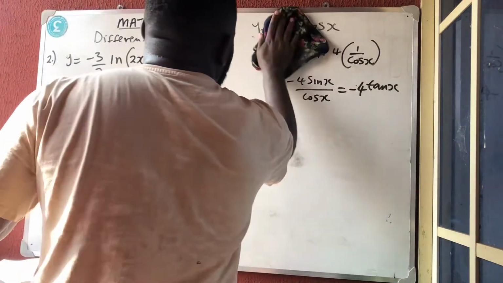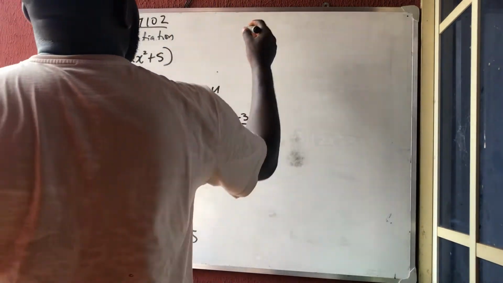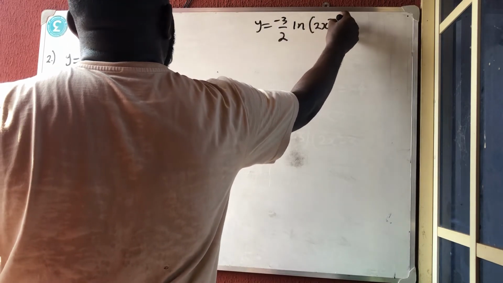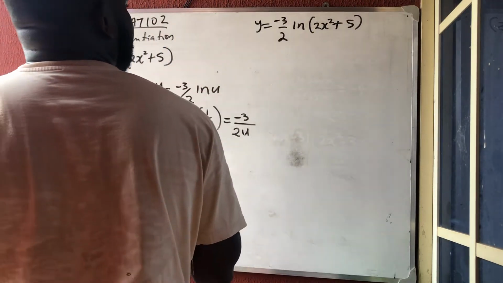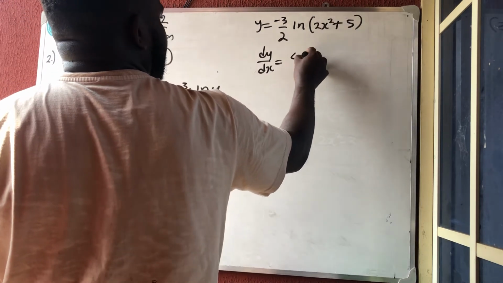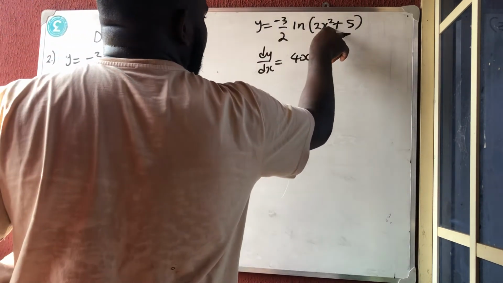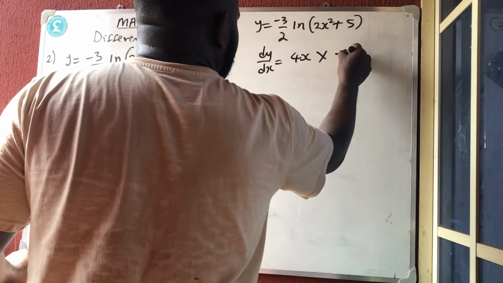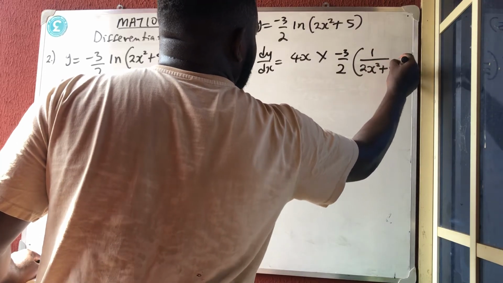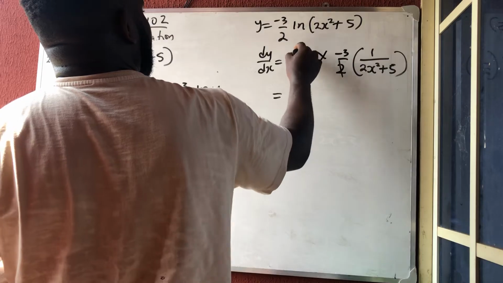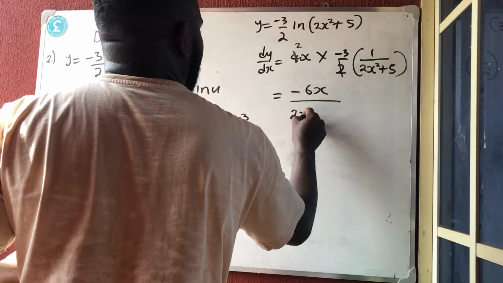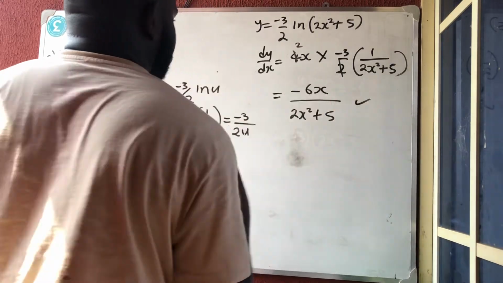Let us solve it using the shortcut. The question said y is equal to minus 3 over 2 ln 2x squared plus 5. So what do I do? I'm having that dy dx, said differentiate the bracket, which will give me what? 4x times differentiation of ln something will give you what? 1 over that thing. So leaving the constant minus 3 over 2, ln something will give you 1 over that thing, 2x squared plus 5. So finally I'm having 2 can take care of 4 here to have 2. 2x times minus 3 will give you minus 6x all over 2x squared plus 5. So the same answer, as simple as that.